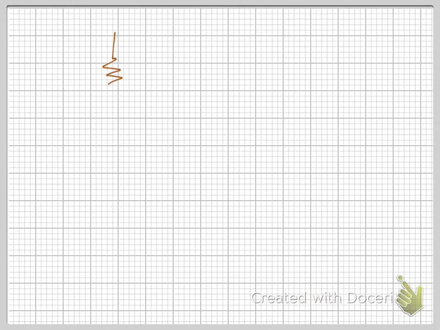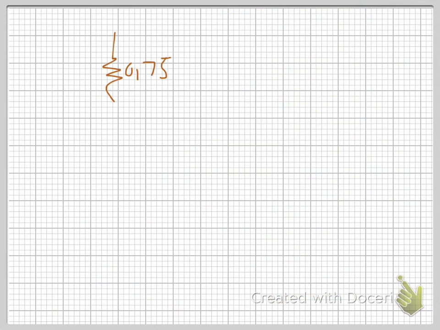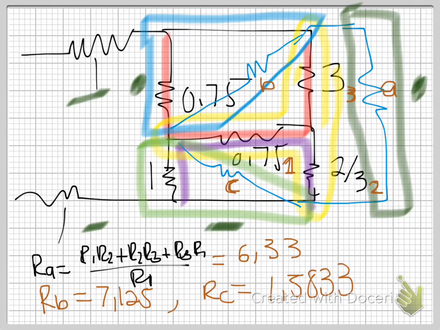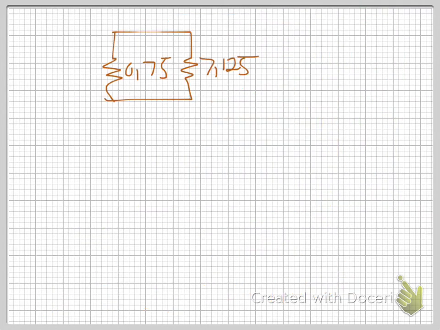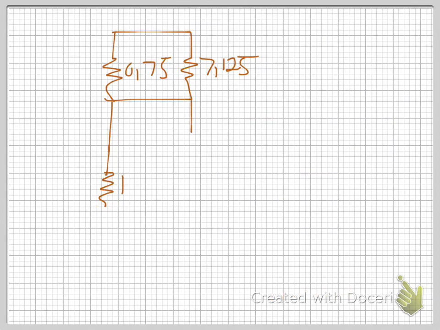So we end up with 0.75 in parallel with RB of 7.125. And then we have 1 ohm in parallel with RC of 1.583. Those two are in parallel.